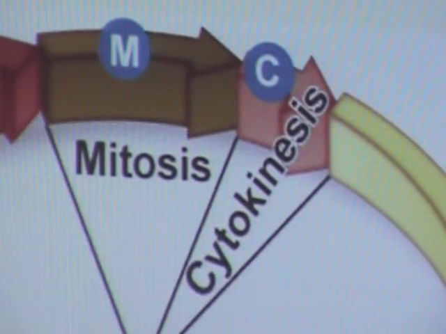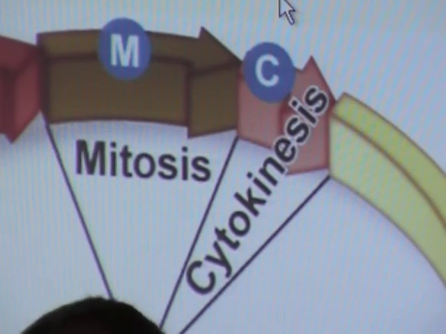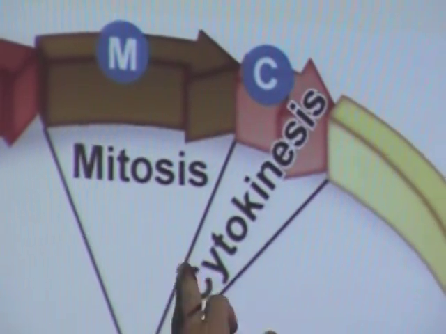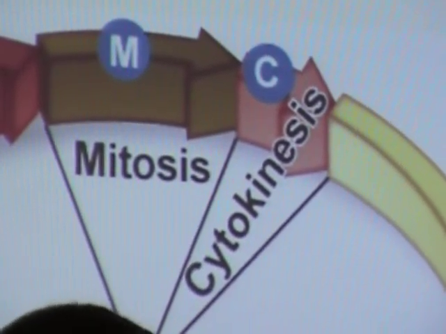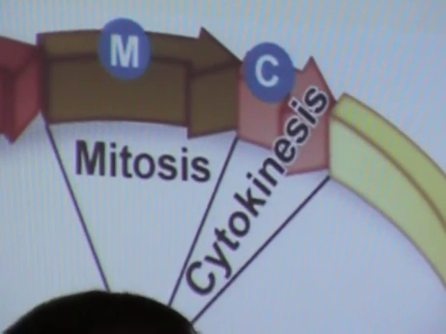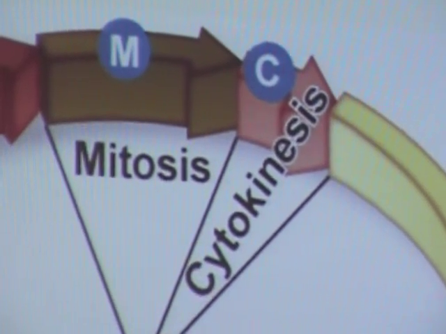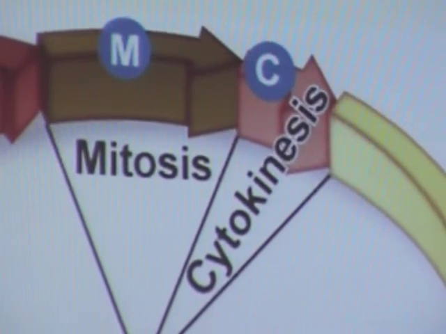Now, cytokinesis. Mitosis is the division of the nucleus. That's where the nucleus of the cell breaks in half. That's mitosis. Cytokinesis is the division of the cell. Because after the nucleus breaks in half and you have two nuclei, then the cell will divide in half. And you'll have two cells. So cytokinesis is when the cell divides in half.